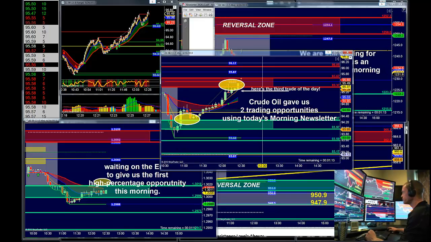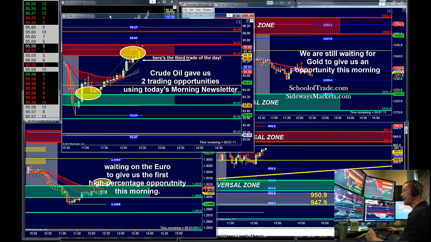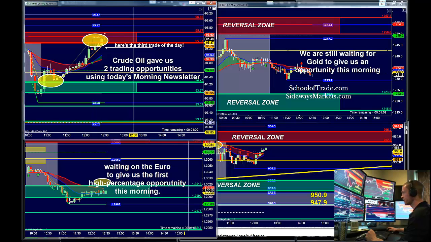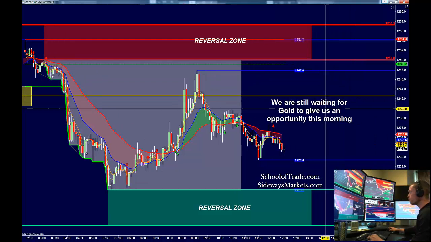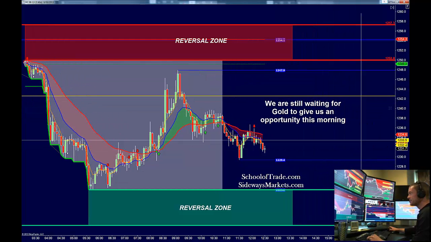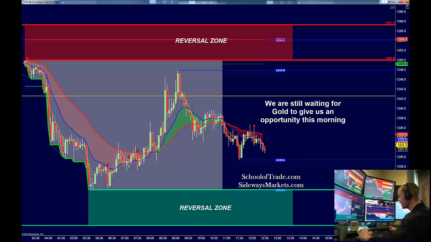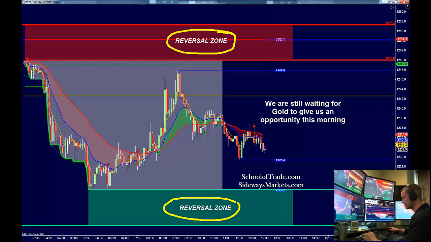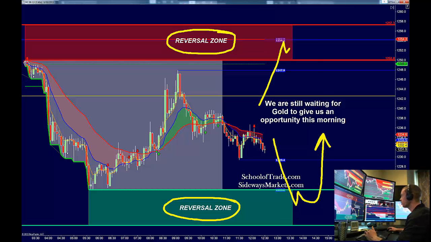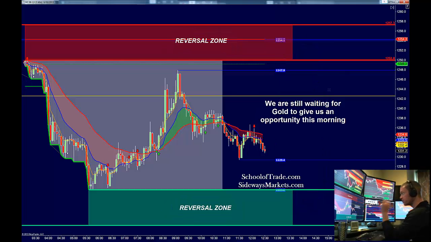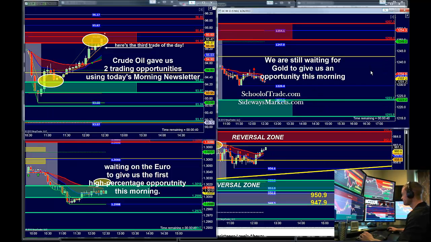Unfortunately, we didn't get anything this morning on gold. You'll see here that we simply didn't get to the highs or the lows. We haven't got there yet. We didn't get up and test the reversal zone, and we didn't get down and test the reversal zone. So we're still waiting patiently for gold to get down into the zone so we can buy it, or get up into the zone so I can sell it. So we had 2 for 2 on crude, 0 for 0 on gold.